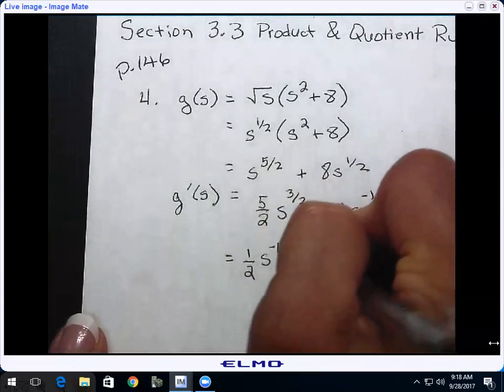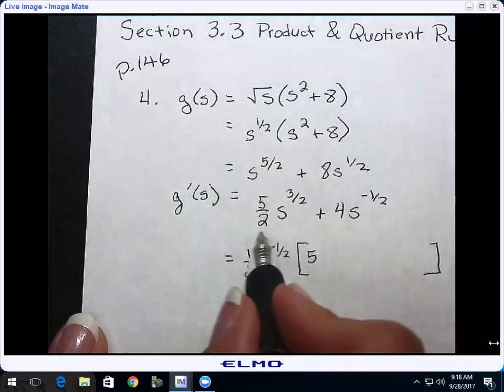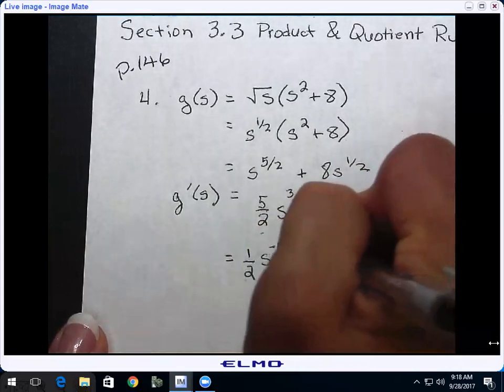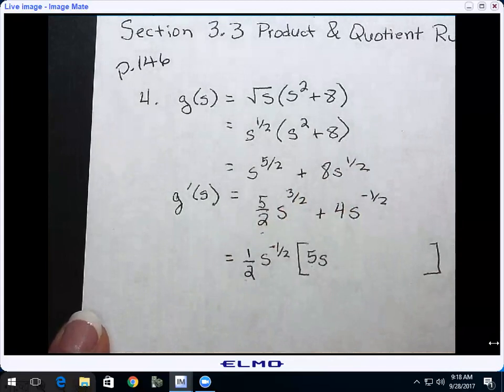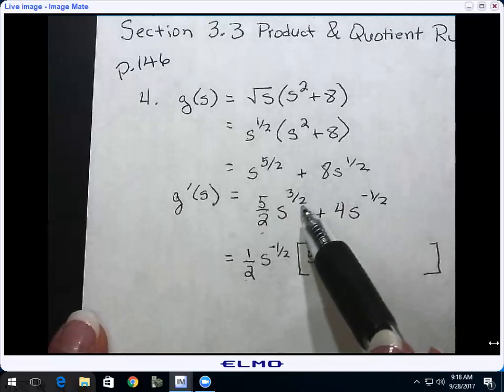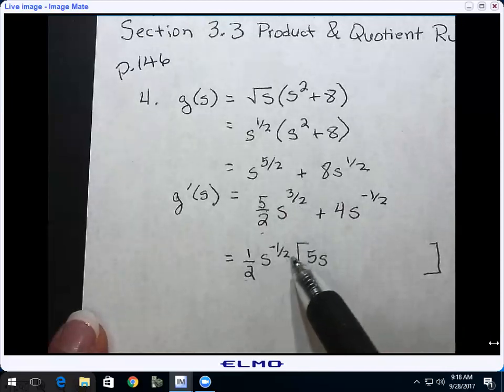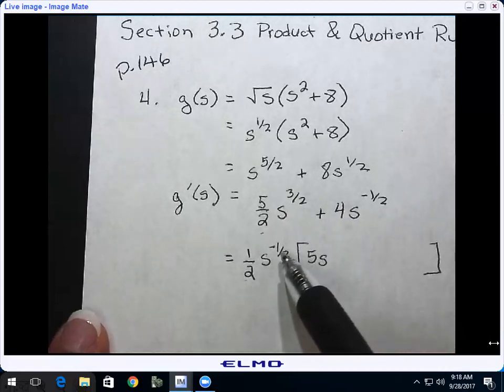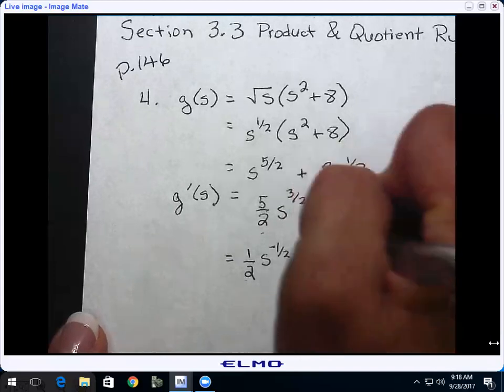Definitely a 5, because 1/2 times 5 gives me 5/2, and definitely some power of s. How do I find that power of s? 3/2 minus negative 1/2. 3/2 plus 1/2. 4/2, better known as 2.